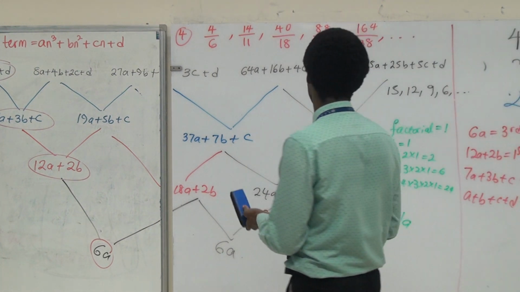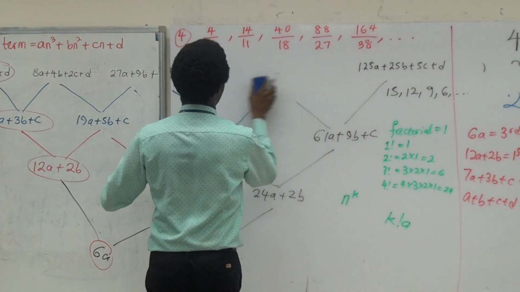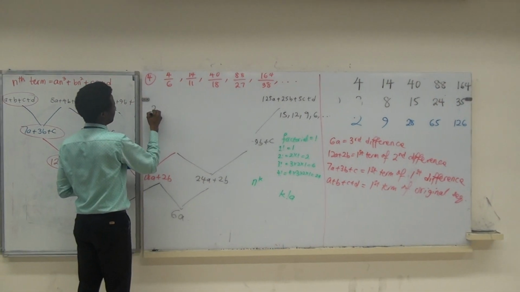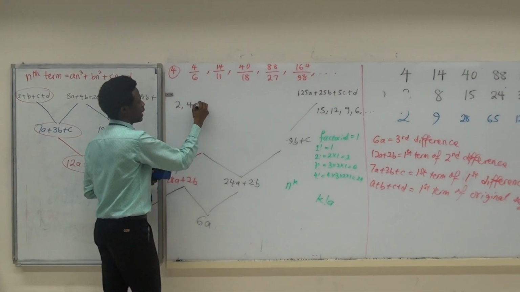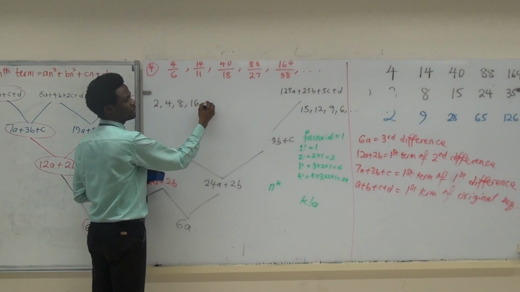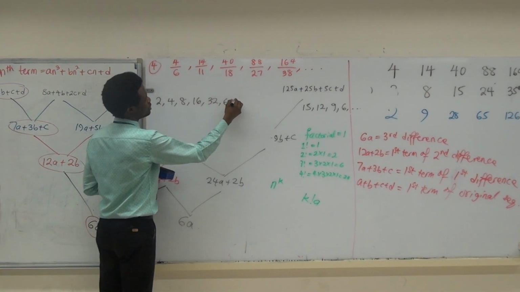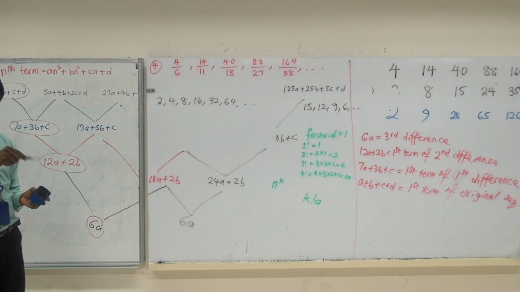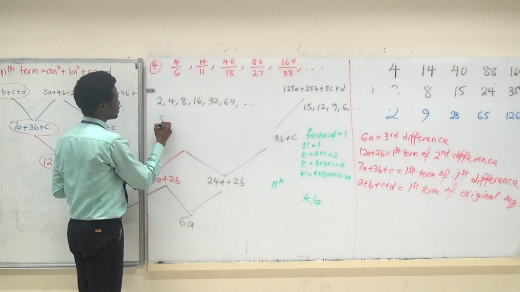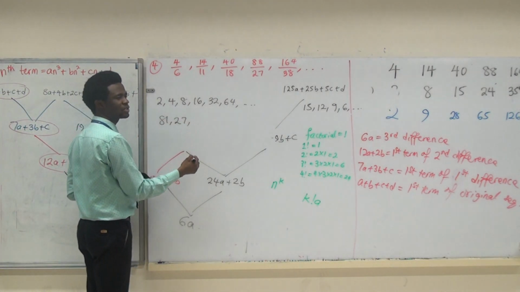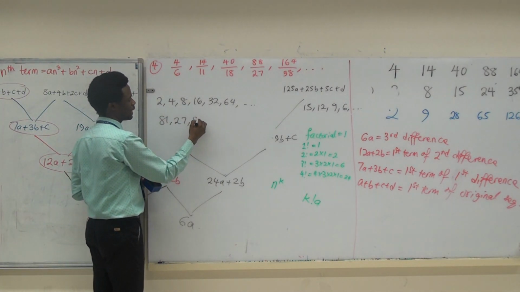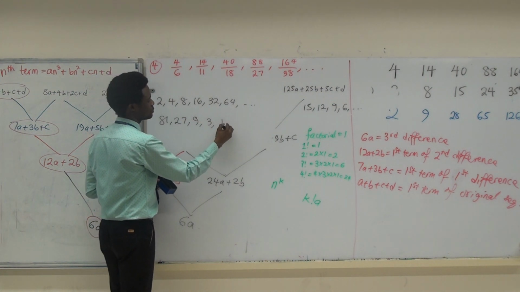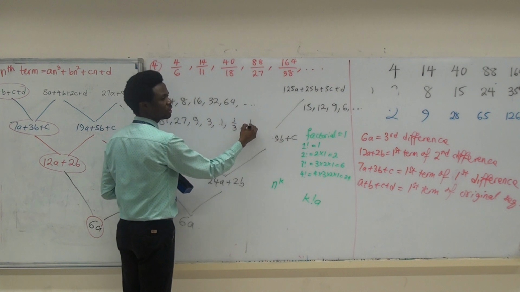Can somebody give me an example of an exponential sequence starting with 2? 2, 4, 8, 16, 32, 64, like that. So this is an exponential sequence because you multiply by something. Another one is 81, 27. What's the next? 9, 3, 1, 1 over 3, 1 over 9, like that.